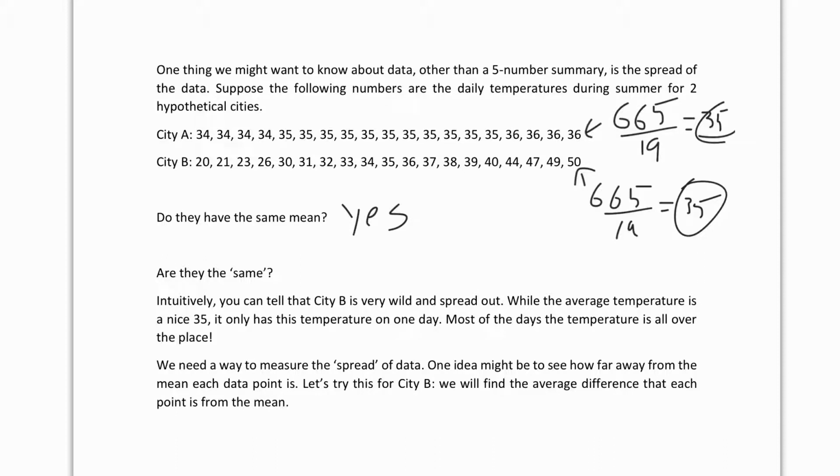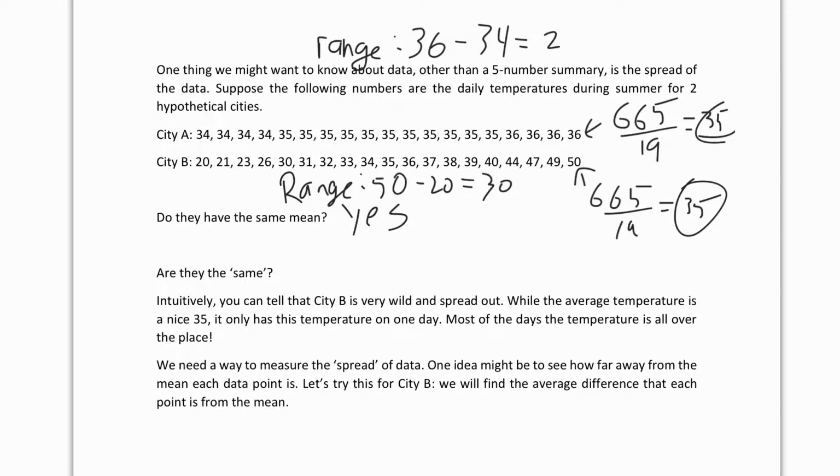Now, one of the ways to measure the spread is called the range, and we've already talked about that. So the range for the first one would be 36 minus 34, which is 2. And the range for the second one would be 50 minus 20, or 30. So these two cities definitely have different ranges, and you can see that the data is spread out. But let's find a different measure for spread than just range.